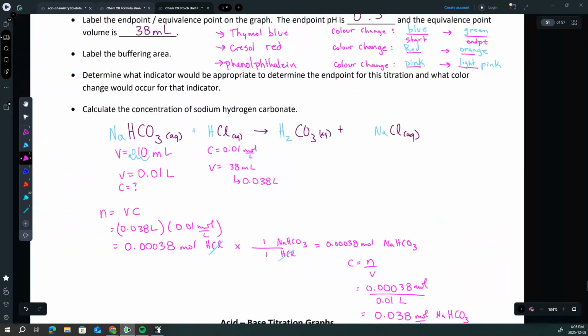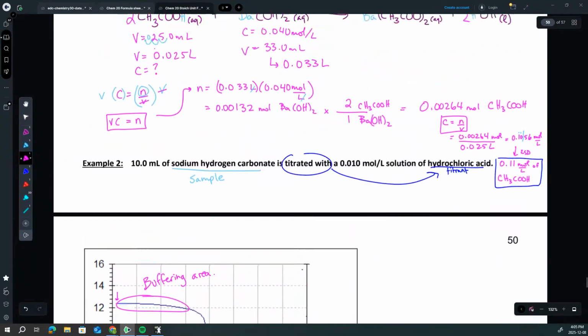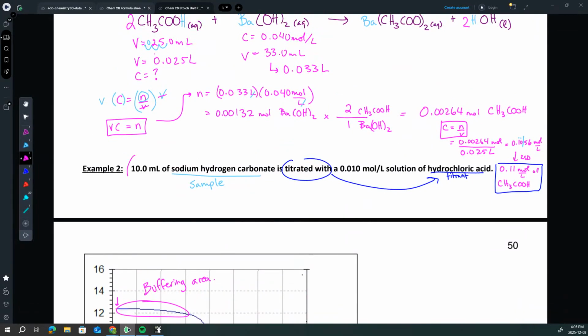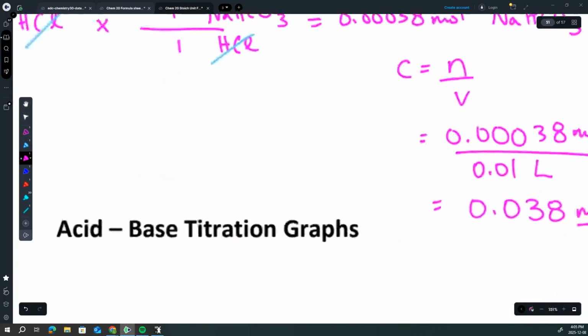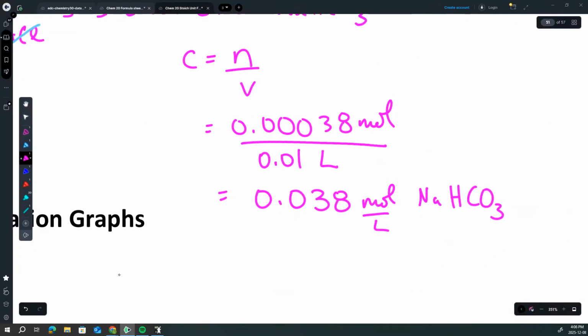Okay, now looking at the question here, we need to take care of sig digs. So this has 3 sig digs, and this has 2 sig digs. So I need to write my answer in 2 sig digs, which, if I look at it, is already in 2 sig digs. So I'm done.